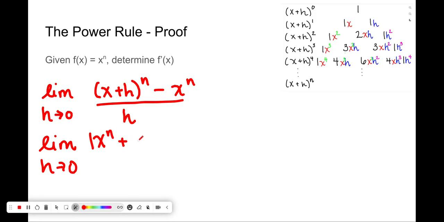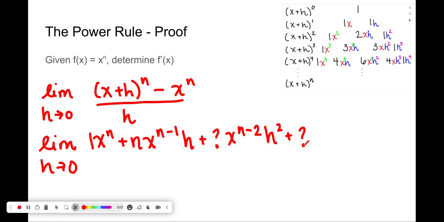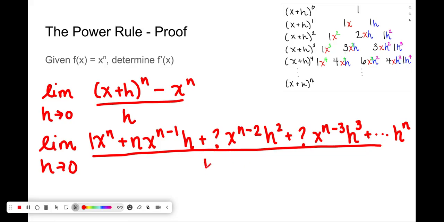power plus n x to the n minus 1 times h plus an unknown term that will have another missing x and an additional h. And again, that pattern will continue. We will be down another x, and we will increase another h until we get to the end where we will have as many h's as we had x's to start. This will all be divided by h.